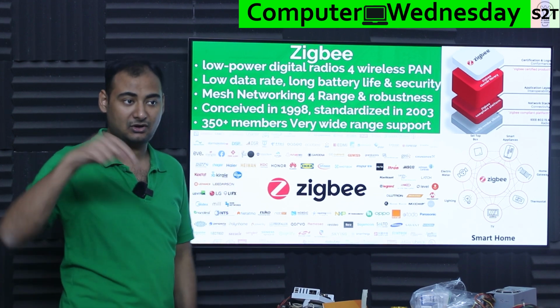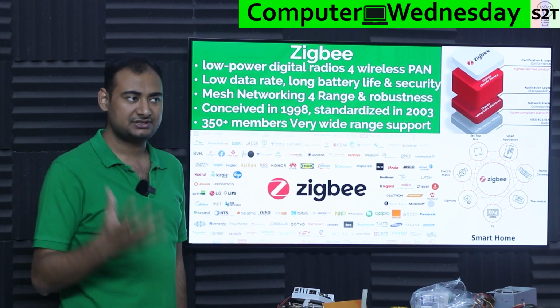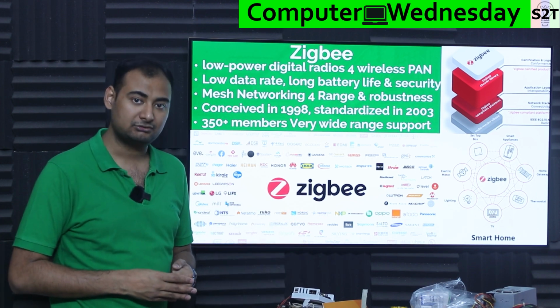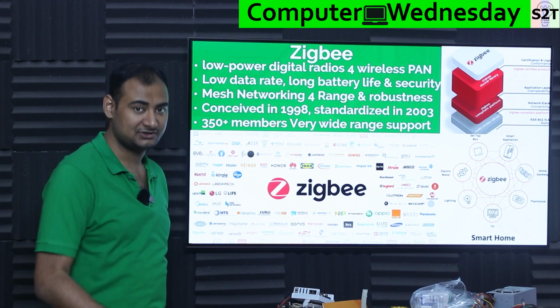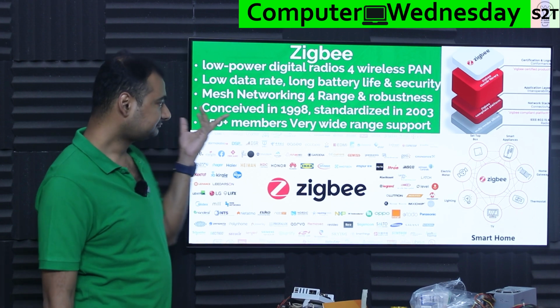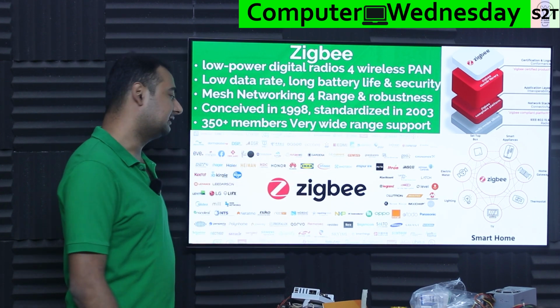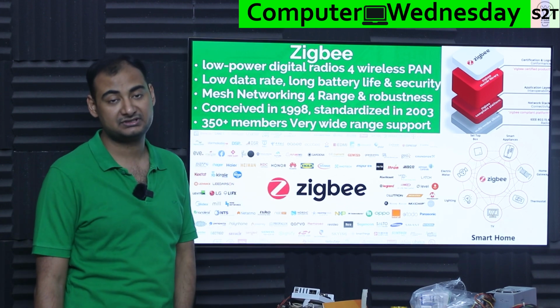It allows for range because hopping can happen, and it has robustness, meaning if you design it properly, if you have enough nodes to hop around, a few nodes can go down and your system would still be functional. So not only does it give you range, it also gives you robustness, which is like, shut up and take my money for important stuff. And this puppy was conceived in 1998, standardized in 2003, and it has grown exponentially in the last few years. So 350 members as of now.